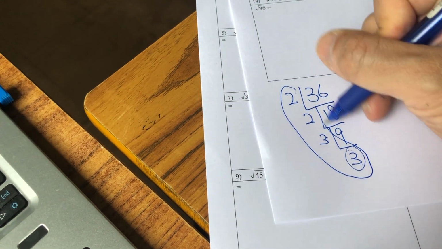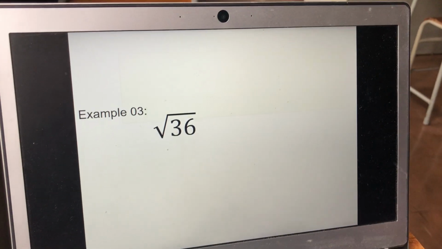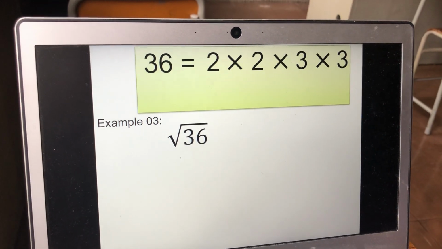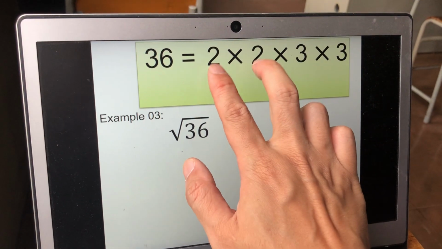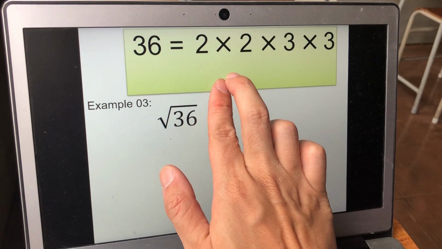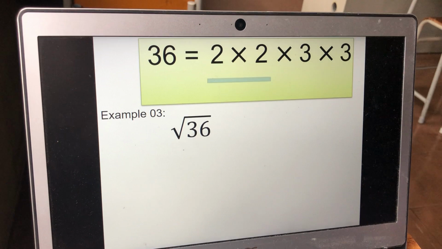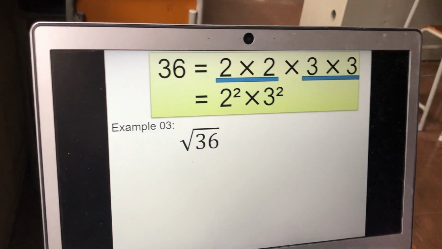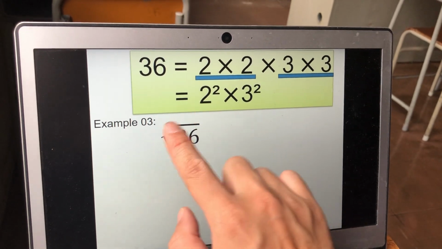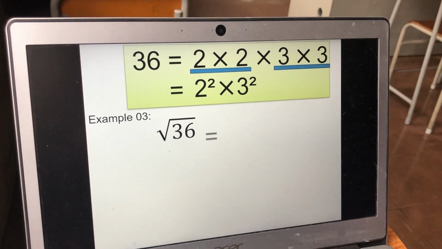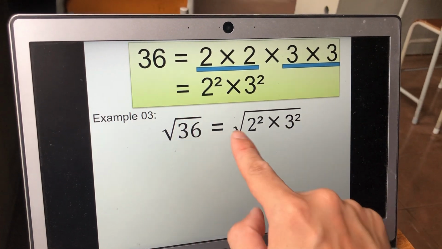So this is the result. 2 times 2 times 3 times 3. Therefore, we have 36 equals to 2 times 2 times 3 times 3. Now remember, if you find that two of them are the same, you should group them into the same group. These two are the same, and these two are also the same, so that you should group them into, first of all, 2 to the power of 2 and 3 to the power of 2. Alright? So let's rewrite the 36 into 2 to the power of 2 and 3 to the power of 2. Don't forget the square root is still here.